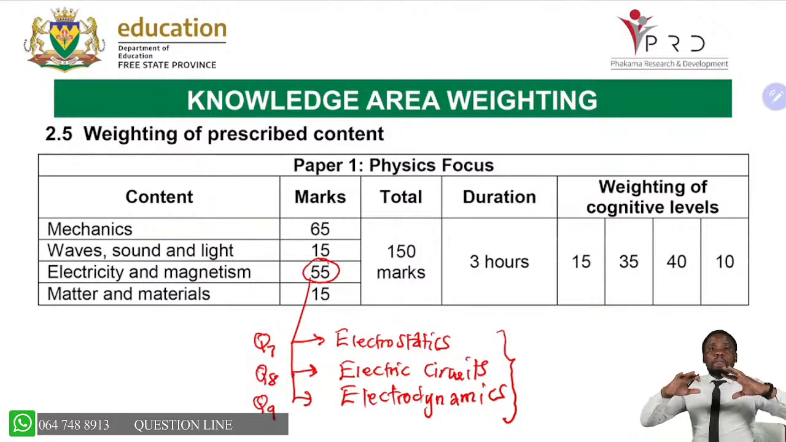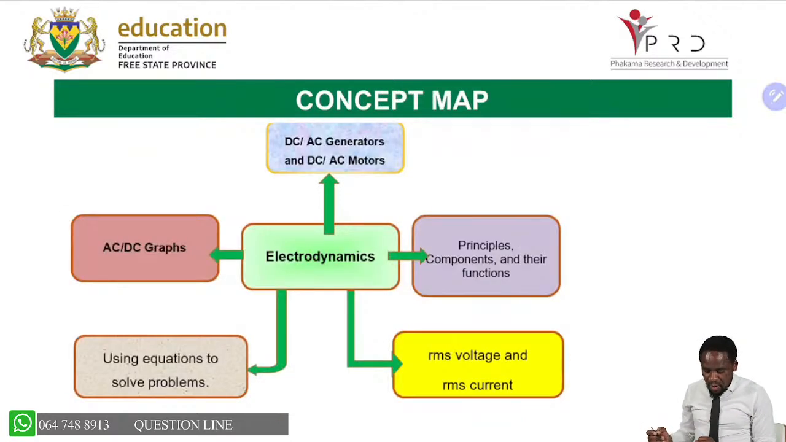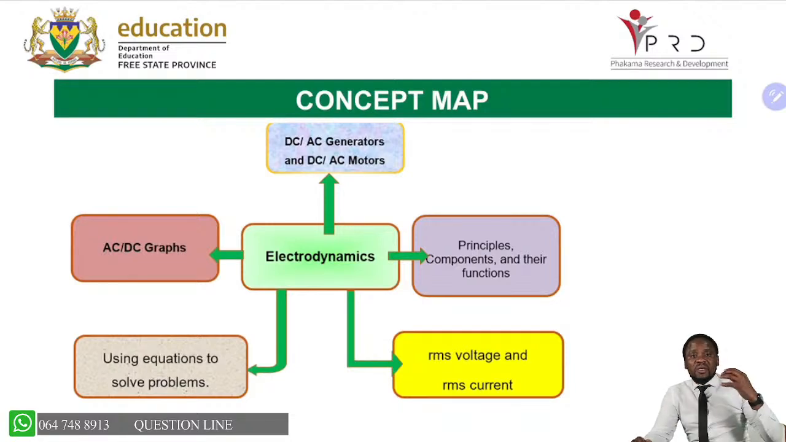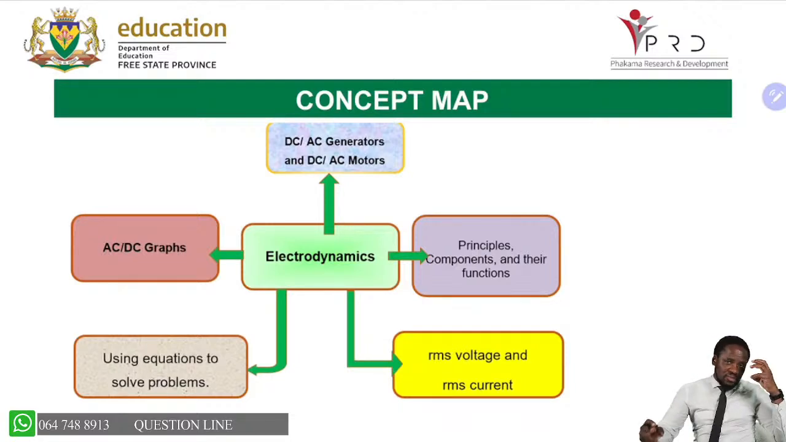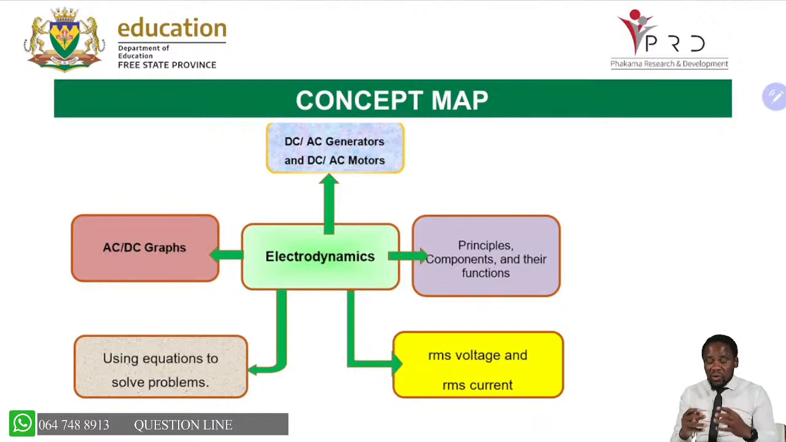So this is just the broad overview of electricity and magnetism as a broader knowledge area. Now we spoke about the different components of electrodynamics. So electrodynamics, or electromagnetism, is where magnetism is studied in conjunction with electricity because they coexist.